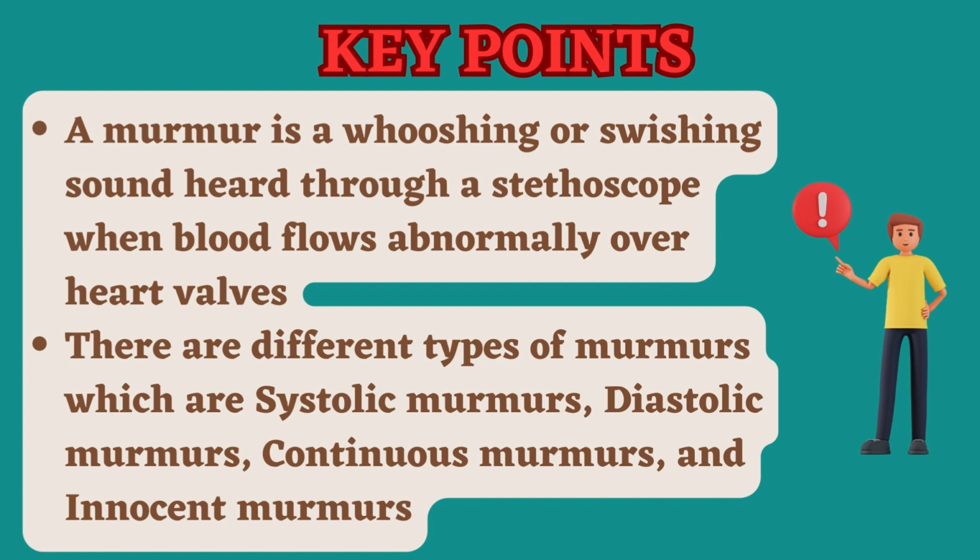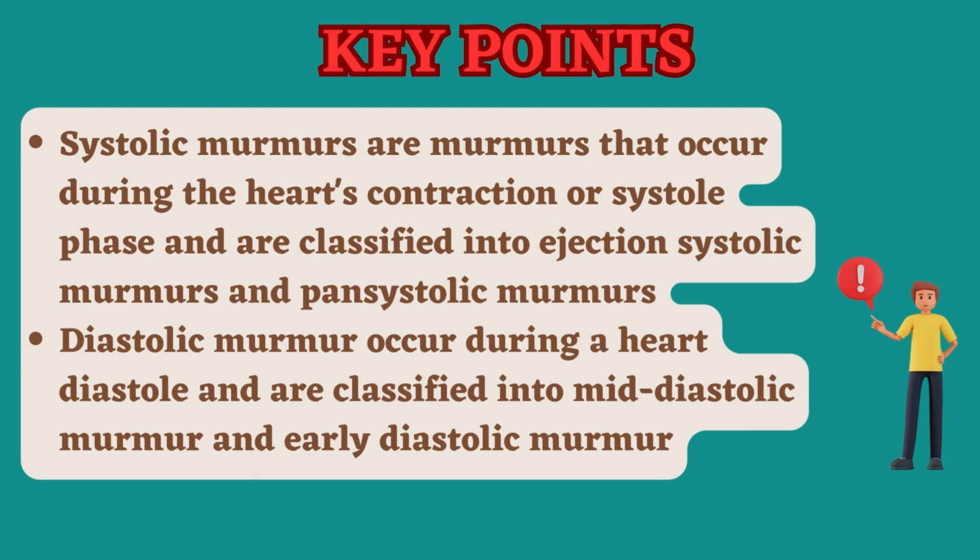These are the key points that you must know regarding heart murmurs. A murmur is a whooshing or swishing sound heard through a stethoscope when blood flows abnormally over heart valves. There are different types of murmurs, which are systolic murmurs, diastolic murmurs, continuous murmurs, and innocent murmurs. Systolic murmurs occur during the heart's contraction or systole phase and are classified into ejection systolic murmurs and pansystolic murmurs. Diastolic murmurs occur during heart diastole and are classified into mid-diastolic murmur and early diastolic murmur.